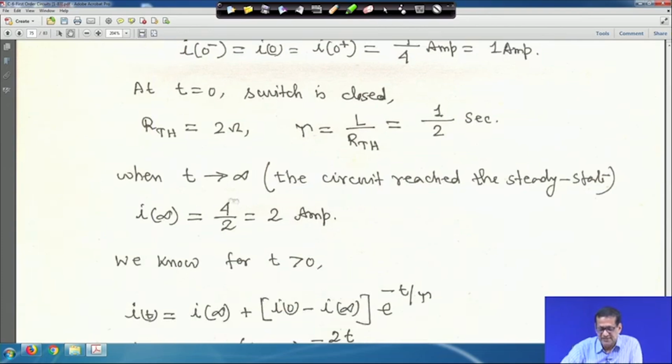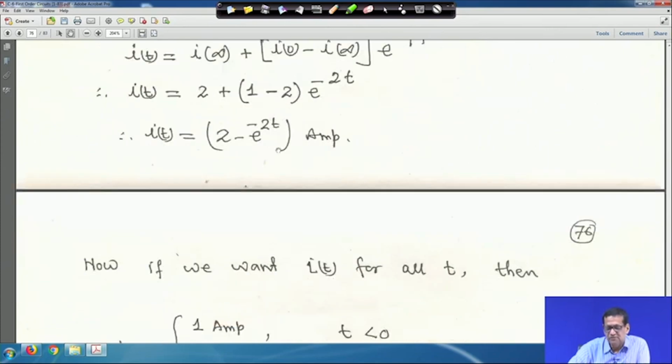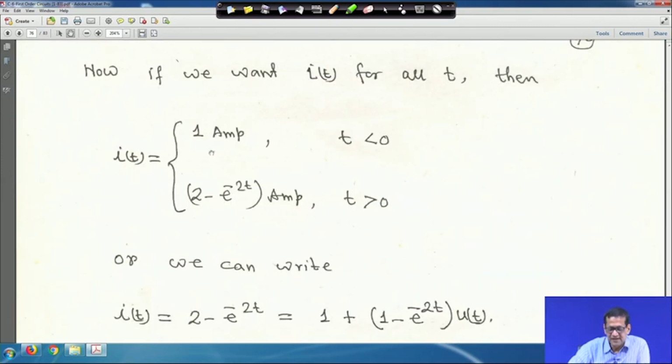As t tends to infinity, I infinity is 2 ampere, and for t greater than 0 we know that I t is equal to I infinity plus I 0 minus I infinity, times e to the power minus t by tau. If you substitute all the values of I infinity, I 0 and tau, you will get I t is equal to 2 minus e to the power minus 2 t ampere. Now, if we want I t for all t, then I t is equal to 1 ampere for t less than 0, because I 0 minus is equal to 1 ampere, and it will be 2 minus e to the power minus 2 t ampere for t greater than 0.